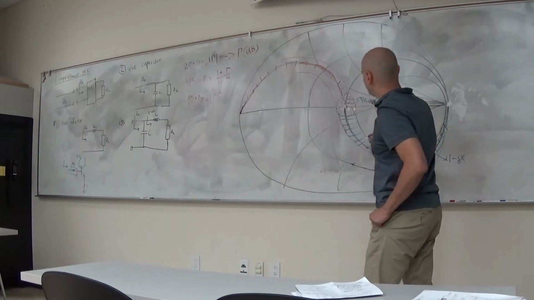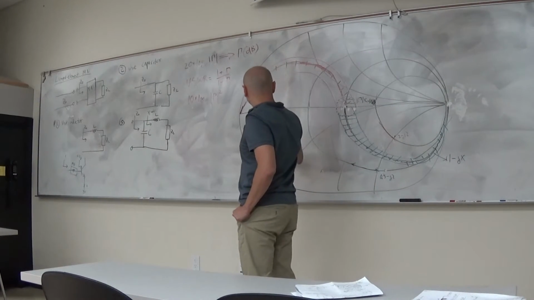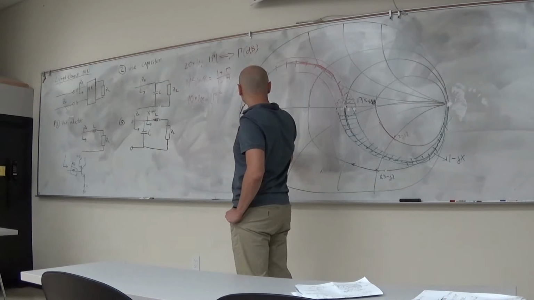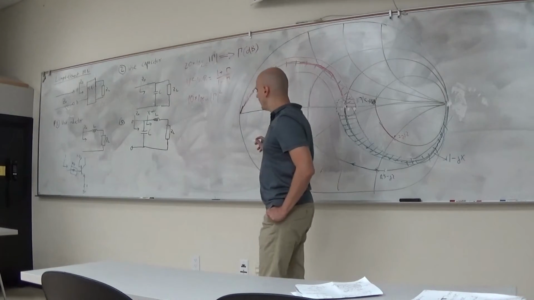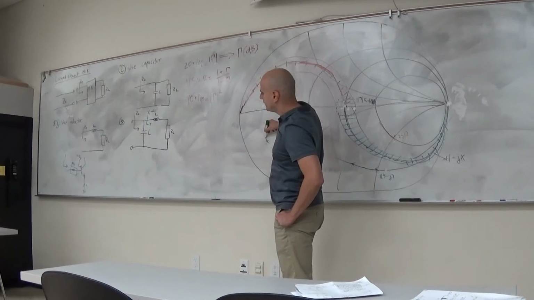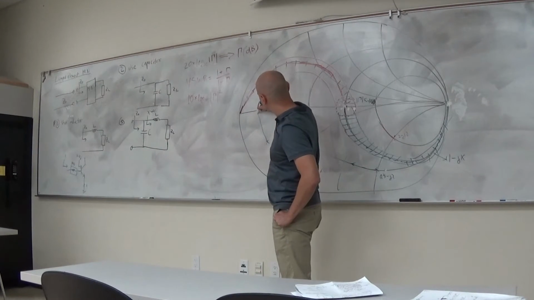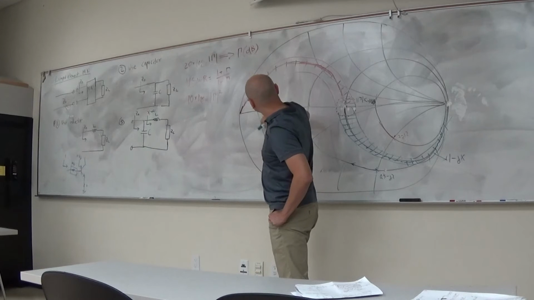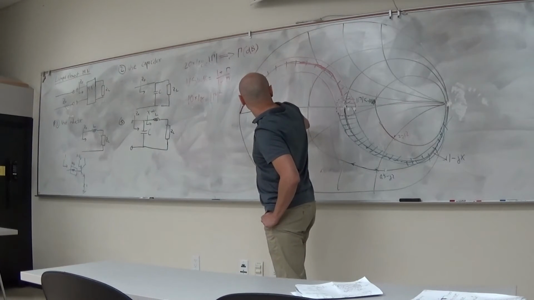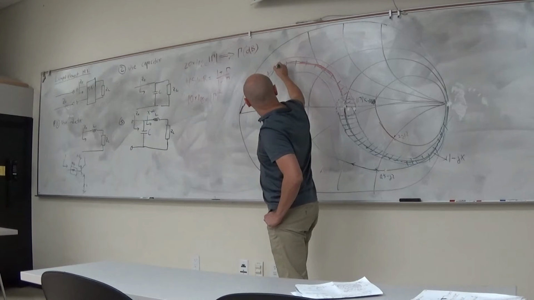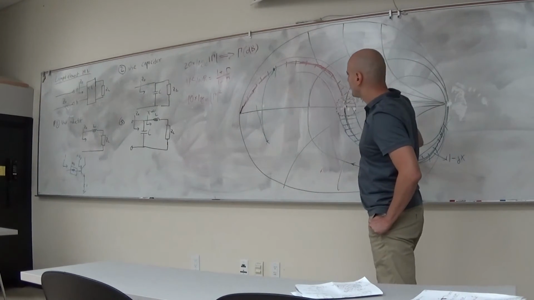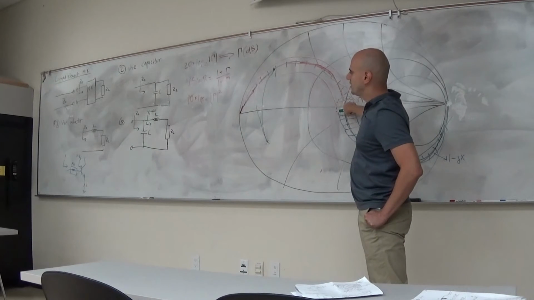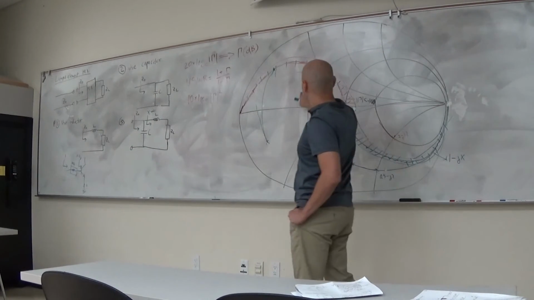Why? Because whenever our ZL is here, then we know that a j omega L is going to be moving us on a constant R circle, and then we're going to be moving this way until we hit this point. From this point, we're going to go to the Y chart, and then we're going to find the correct capacitance to get us to the center. And I can do that with any of these points.